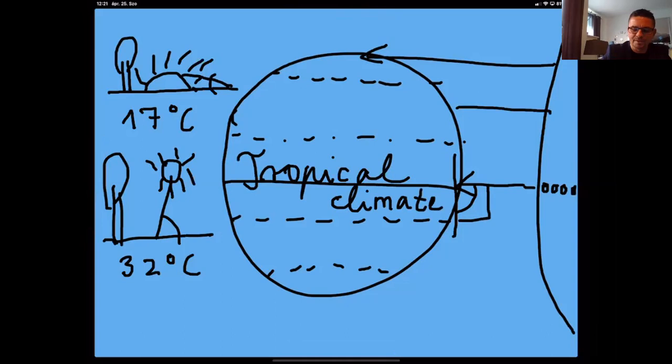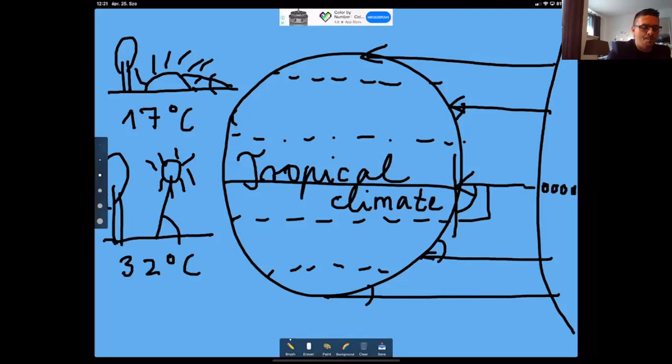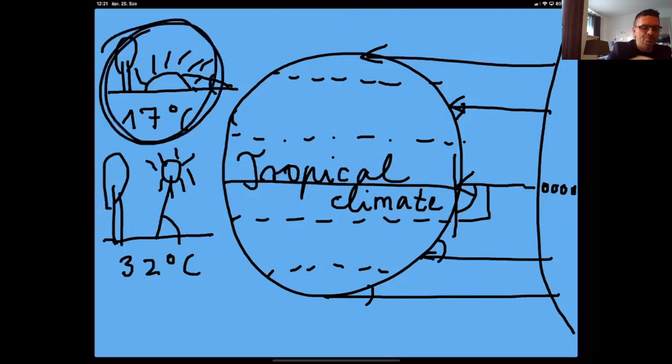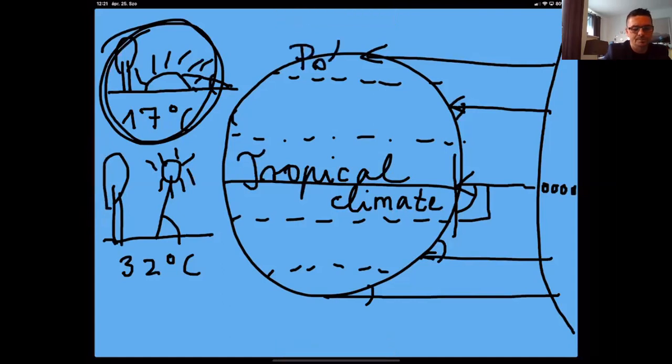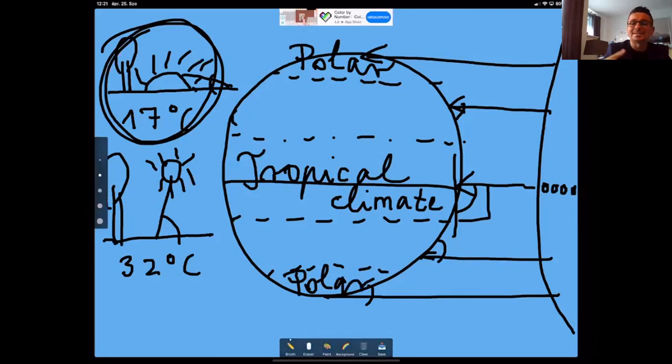But here, if we go to the north, the northern hemisphere, the angle is getting smaller and smaller, just like in the south. The angle is getting smaller, and finally at the poles, it's really small. What did the small angle mean here when we drew this picture? Colder temperatures. So this is why we call the really cold zones on the Earth polar zones. Polar, polar. Small angles, cold temperature.